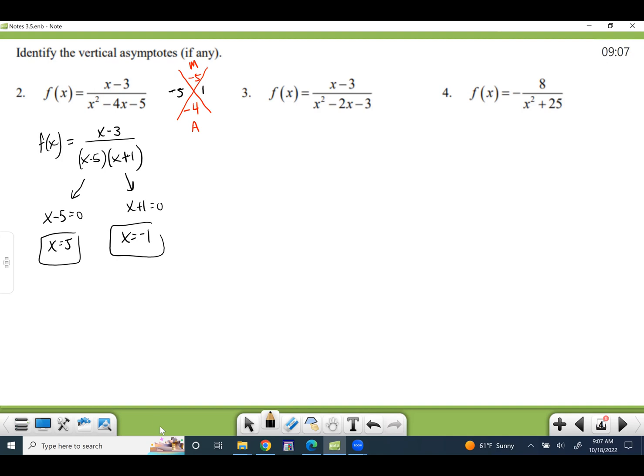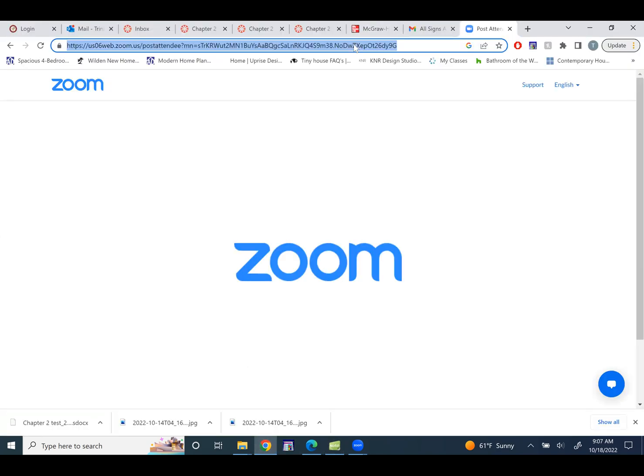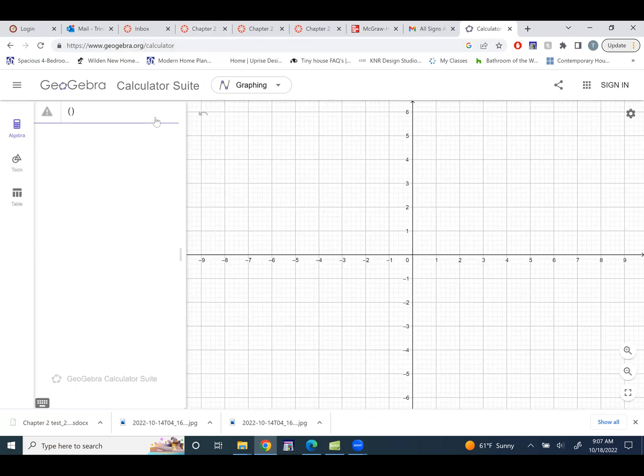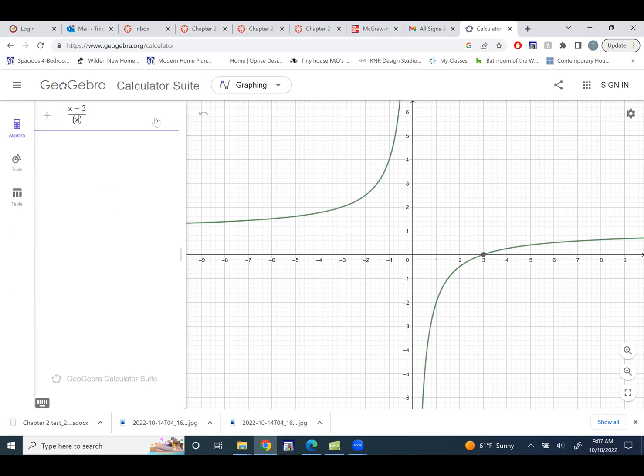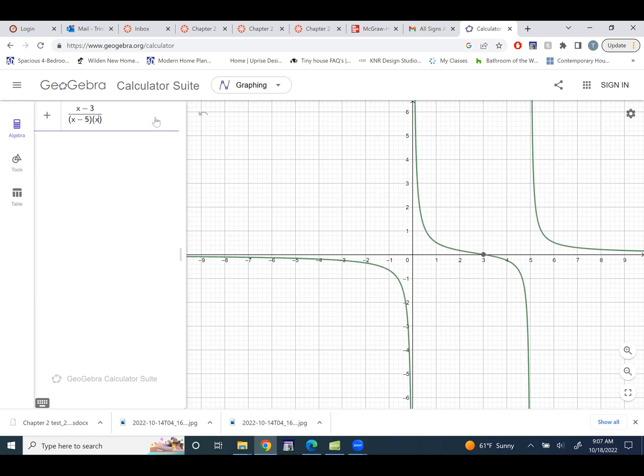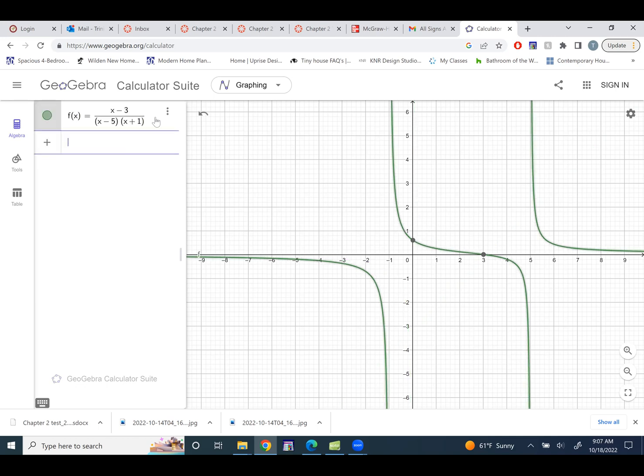I'm going to put this into GeoGebra so you can see visually what it is that we are finding. Our function was x minus 3, divided by x minus 5 and x plus 1. Okay, so here's our graph. And what you'll notice is right here at -1, there is a big gap. I'm going to type x equals -1 so you can see right there. Yeah, that's our vertical asymptote.